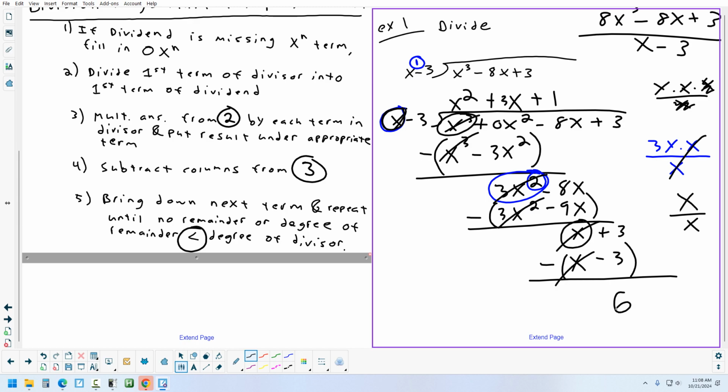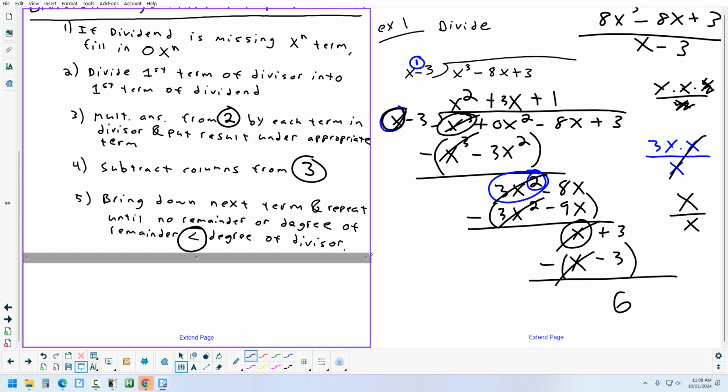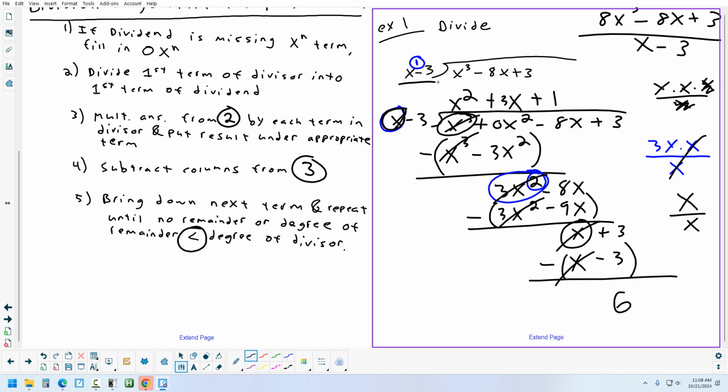Okay, what do you think that 6 is? That's my remainder. And because I didn't get a remainder of 0, that tells me something important about what I divided by. What do you think that tells me about x minus 3? It's not a factor. So if you were trying to factor x cubed minus 8x plus 3, that is not what you should use. We're not trying to factor it. We just tried to do the division.